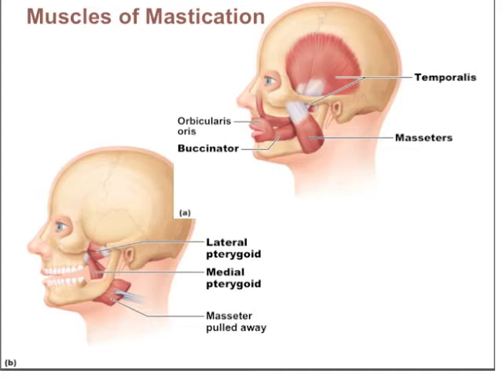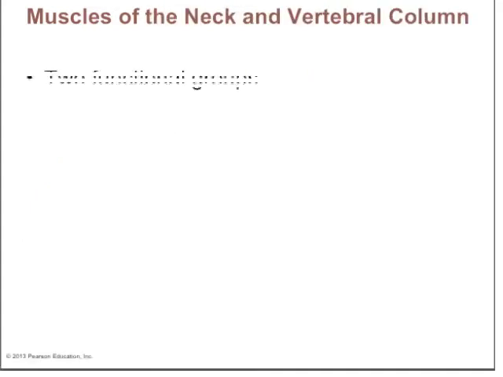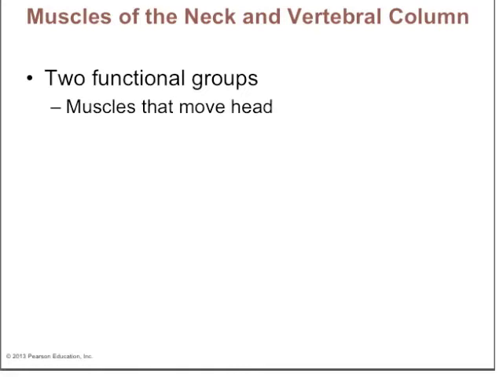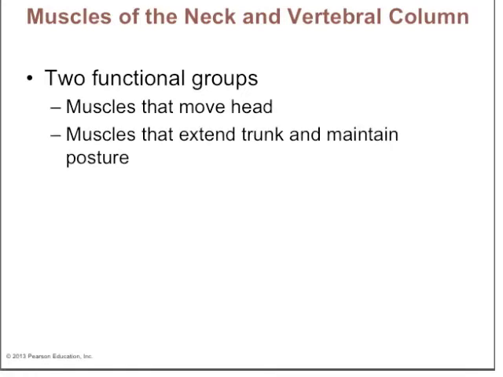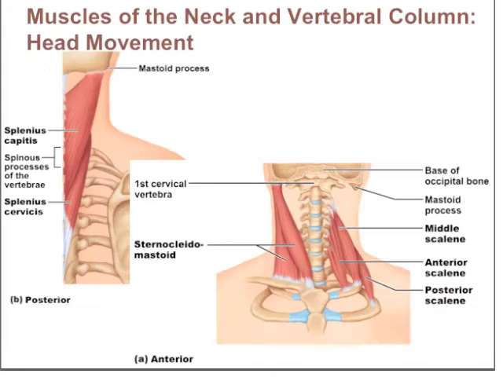The chewing roll, the muscles that hold the food between the teeth, include the buccinator. Again, they keep the cheeks closed and allow the food not to escape. Okay, the muscles of the neck and the vertebral column have two functional groups. There are muscles that move the head and muscles that extend the trunk and maintain posture.